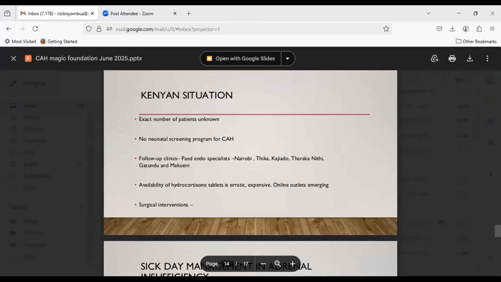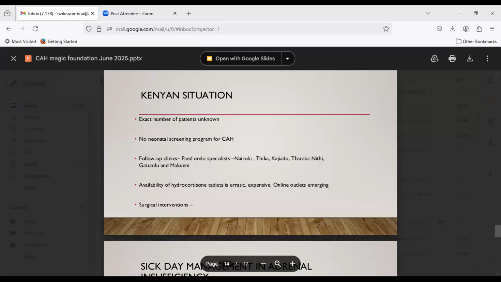Locally, we don't know how many patients we have with CAH, especially now that we don't have a neonatal screening program. The few clinics that we do follow up for these patients are within the regions listed. Hydrocortisone tablets have sometimes been available, sometimes not. It's expensive. We are pushing that it should be one of the essential medications. And this is oral hydrocortisone. Of course, injectable hydrocortisone is fairly reasonably available almost everywhere in this country. But the tablets are not as available as the injectable ones, and they need to be.